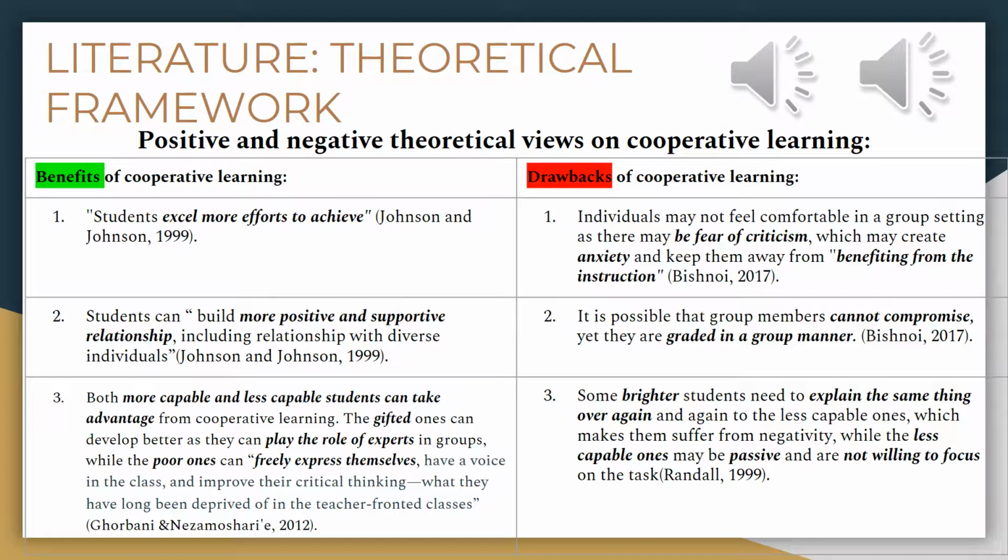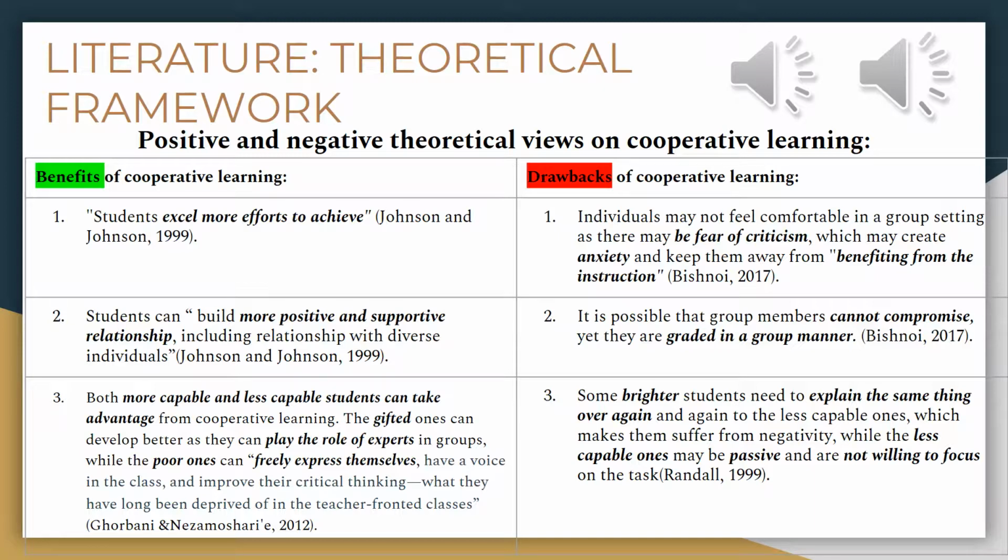However, Johnson & Johnson suggest that there can be another benefit of cooperative learning, as they propose that, with cooperative learning, students can build more positive and supportive relationships, including relationships with diverse individuals within a group setting. However, from Bishnoi's point of view, it is still possible that group members cannot compromise, but they are graded in a group manner.